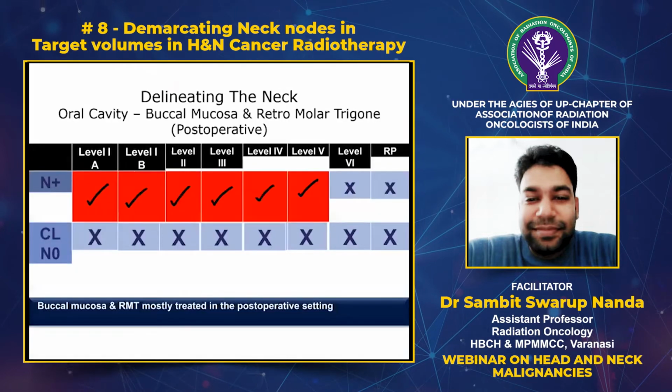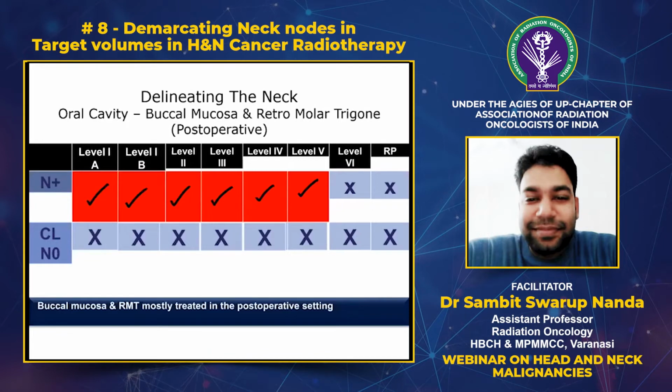What about well lateralized structures like buccal mucosa and retromolar trigone? Usually these patients present to us in the post-operative period. If the patient has N+ disease, then definitely we have to take into account level 1A, 1B, level 2, 3, as well as level 4. Level 5 needs to be taken into account at the level in which the neck node is positive. The contralateral lymph nodes need not be taken unless there is a T4 lesion, usually T4B, or if there are multiple ipsilateral lymph nodes with extracapsular extension.